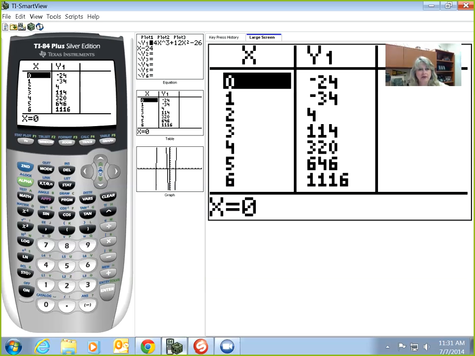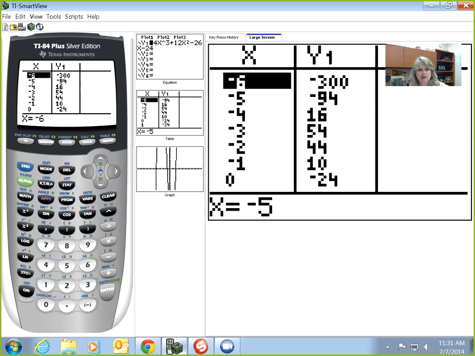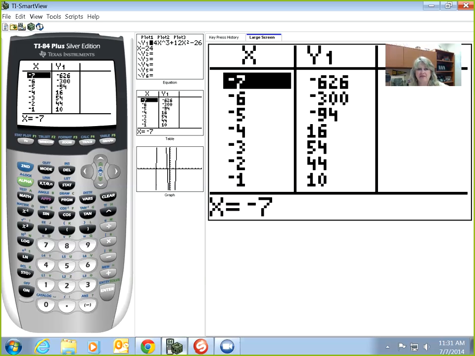Okay, so notice here we have some negative y values, and then we have a positive y value, but when I was looking at my graph, I noticed that I have one a little bit further to the left. So let's scroll to the left. Okay, now notice your y values. At -7, we have -626. Then it's starting to get higher, and then at -5, it's -94, but at -4, it goes to +16. So we should have an x-intercept somewhere between -5 and -4 because the y values change sign.